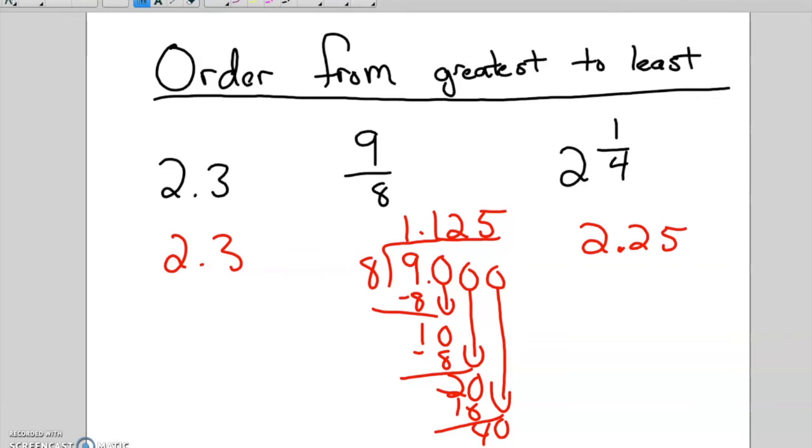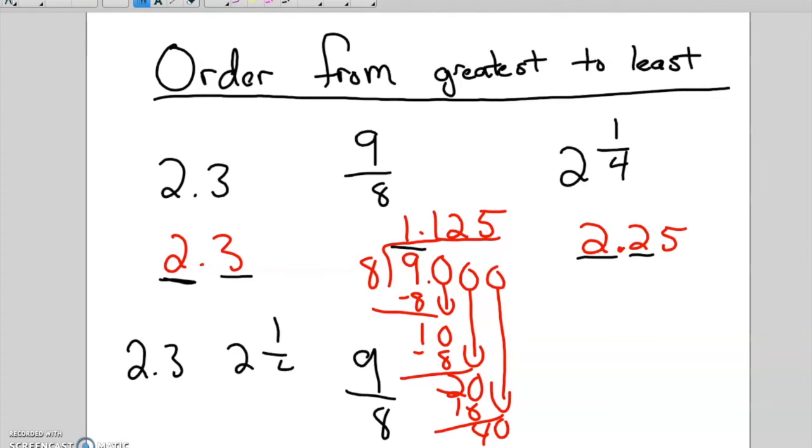All right, now greatest to least. So this is a 2, a 1, and a 2. Well, I know 9/8 is my smallest, because that's a 1, so that's going last. So I've got a 2 and a 2, and then we go to the tenths, that's 3 tenths, that's 2 tenths. And 3 is bigger than 2, so 2 and 3 tenths, and then 2 and 1/4. Okay?